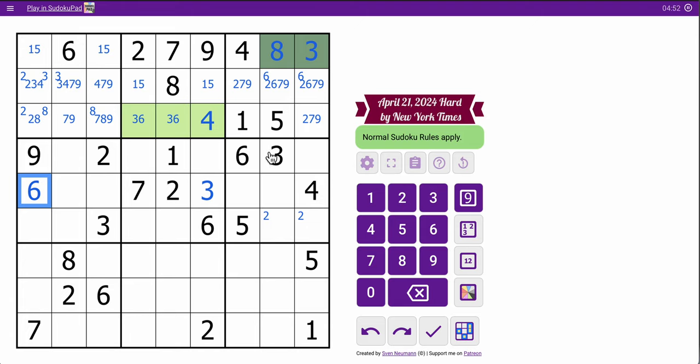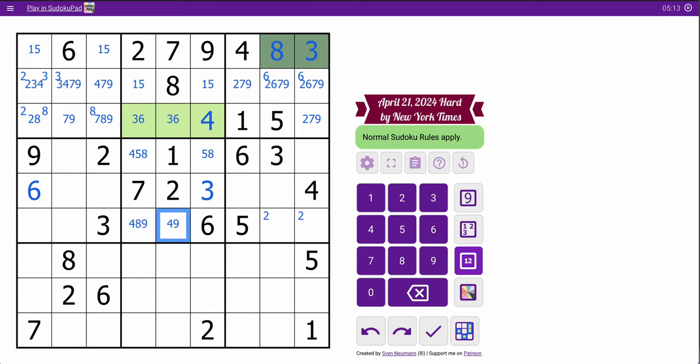I've got 1, 2, 3, 6, 7 in box 5. I need four, five, eight, nine. That's only got two spots left. Five, eight. Okay, these are going to be four, eight, nine. Except that can't be eight. Okay, five is in one of those two. That means five is in one of those two.